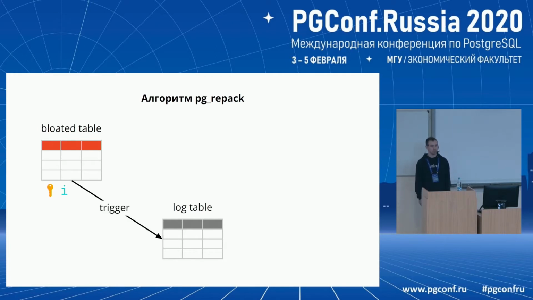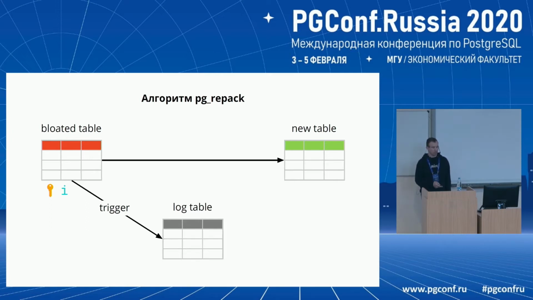Trigger will replicate those updates. Then a new table will be created. But this table will not have any indexes, to avoid performance degradation. Then we just put table information from the previous table to the new one, and we have only live data in the new table. And during this replication, there will be some updates.